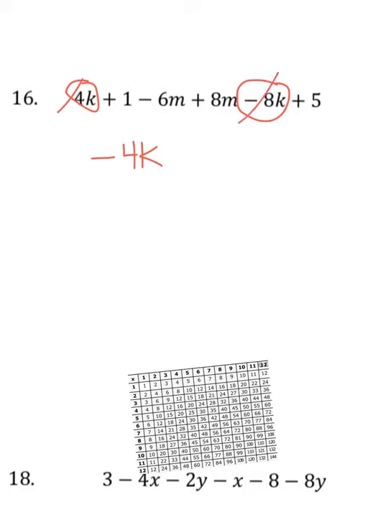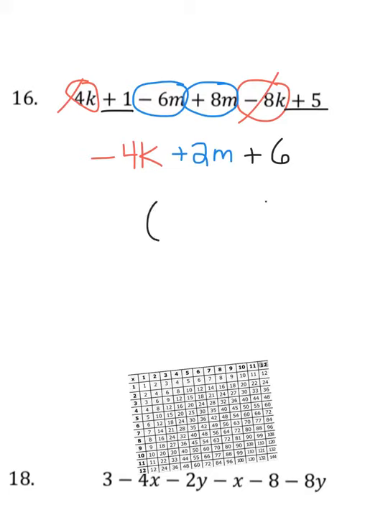Now what? This is fun because I have these different colored pens I could use right away. It just makes it kind of easier to see. Green? It doesn't show up that great. Okay. Negative 6 plus 8 is positive 2m. And then I have plus 1 plus 5 equals plus 6. What can I factor out of this? 2. See that negative 2 right there? But it has to be negative because the first term is negative.